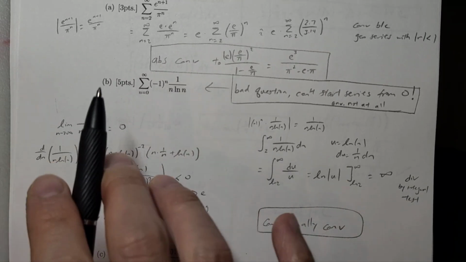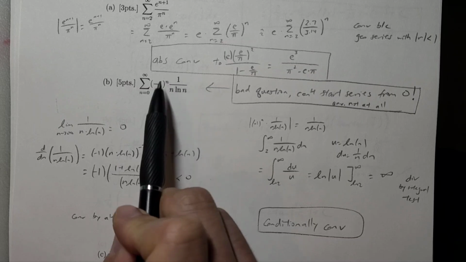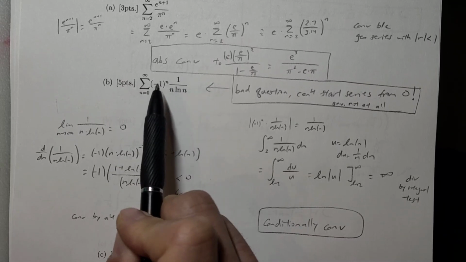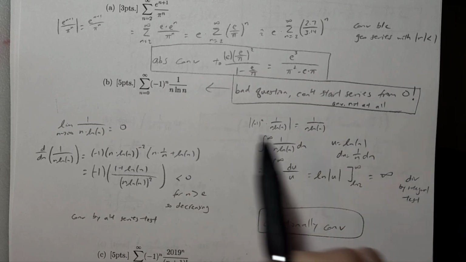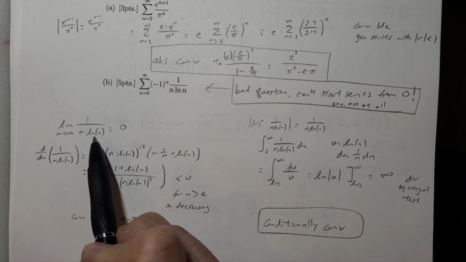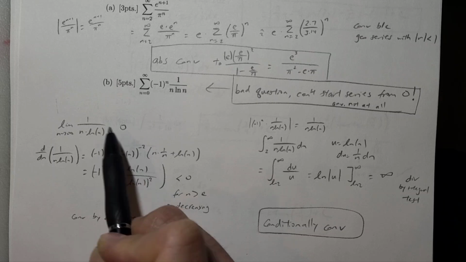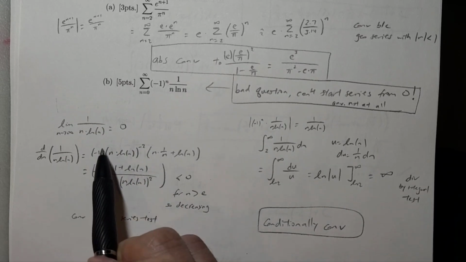It's not absolutely convergent, but it could be conditionally convergent if this original guy converges. Okay? How do we check if this guy converges? Well, it's an alternating series, so maybe let's use the alternating series test. So what if we take the limit as n goes to infinity of this guy without the changing sign? It's clearly 0. Okay? But to use the alternating series test, we have to make sure that this guy is decreasing.